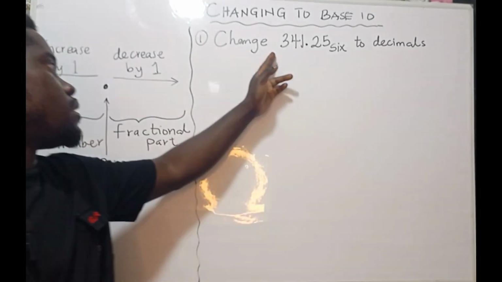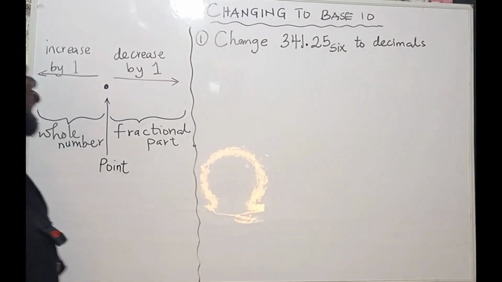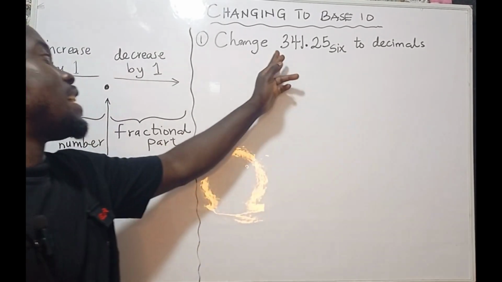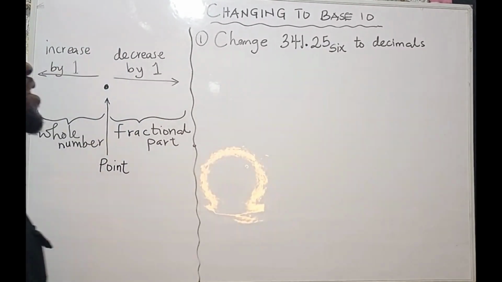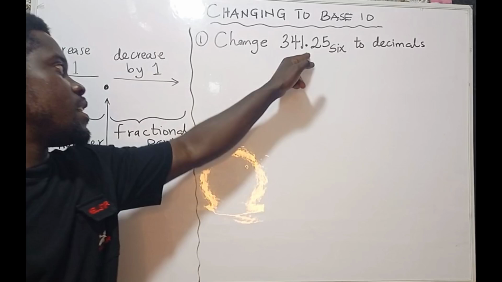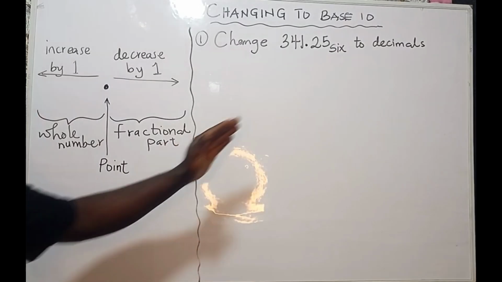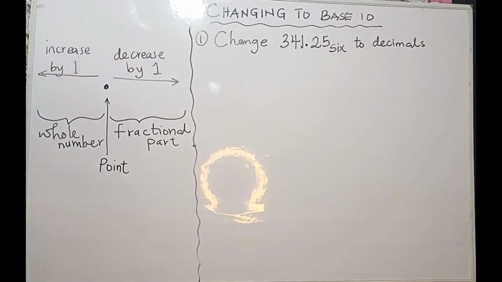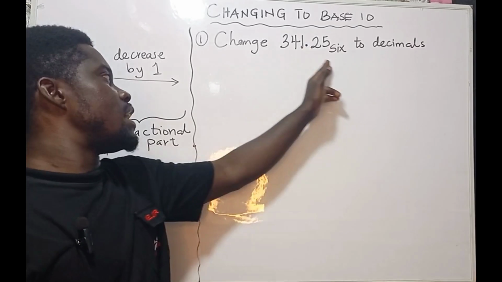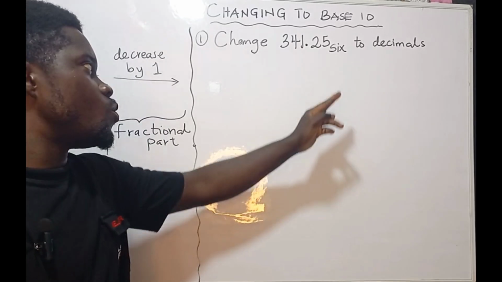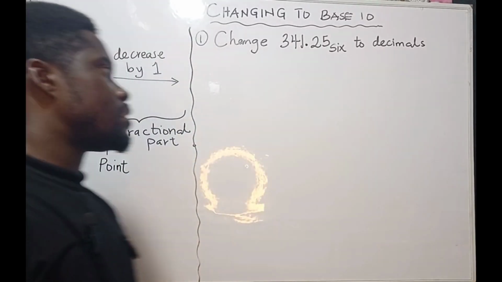And as you can see, this is in base 6, so we can't call this number a decimal. It is just a number involving a fractional part. If this is the point, then to the left of the point is the whole number part, and from the point to the right is the fractional part. So how do we change this number into a decimal, that is, into base 10?